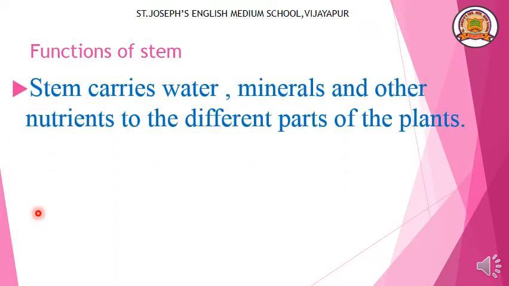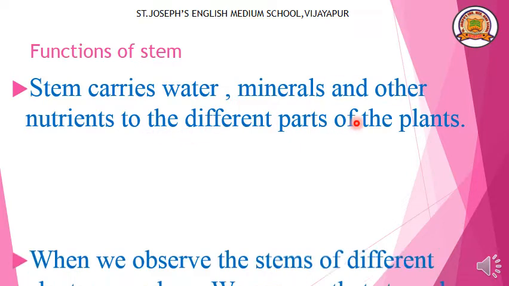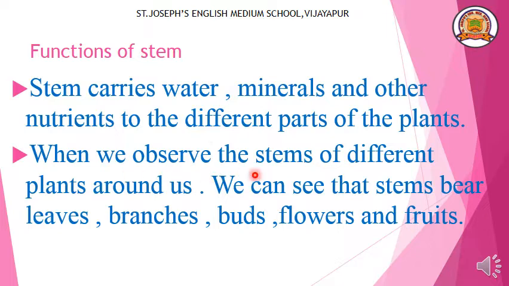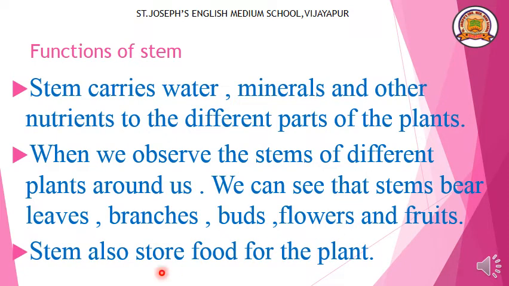The stem carries water, minerals and other nutrients to the different parts of the plant. When we observe the stems of different plants around us, we can see that the stem bears leaves, branches, buds, flowers and fruits. The stem also stores food for the plants, like sugarcane, potato, etc. These are all the important functions of the stem.